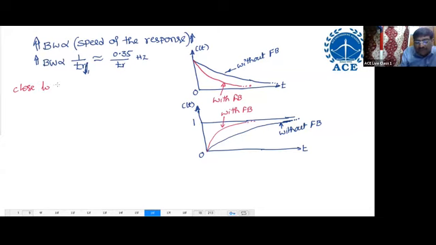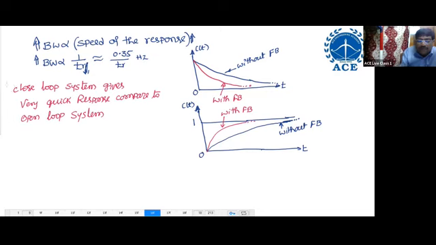Closed loop system gives very quick response compared to open loop system. So remember this. They used to ask sometimes: which system gives the quick response? Closed loop system.